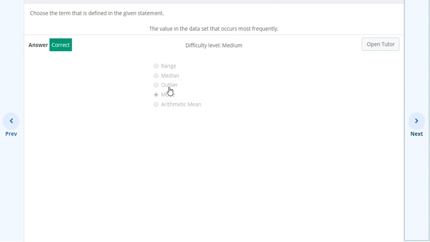Outlier we just described. Mode we've just described. And then the arithmetic mean is just adding all your data up and dividing by the number of items of data.